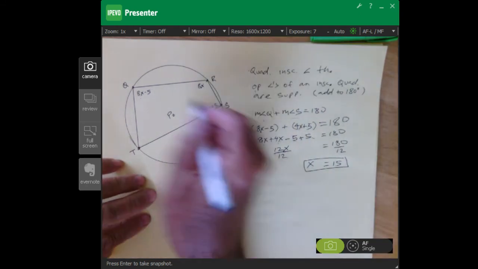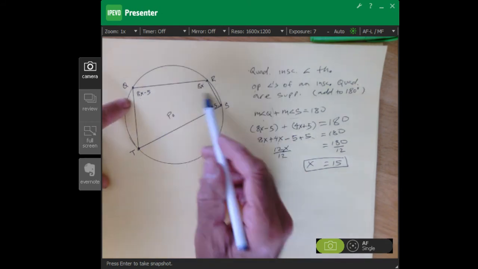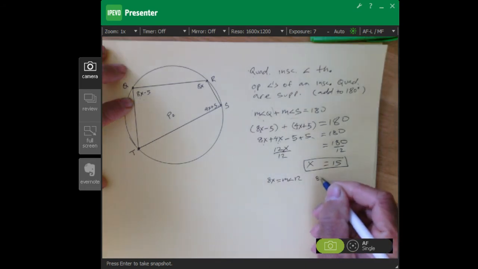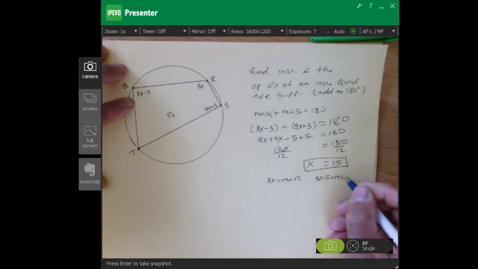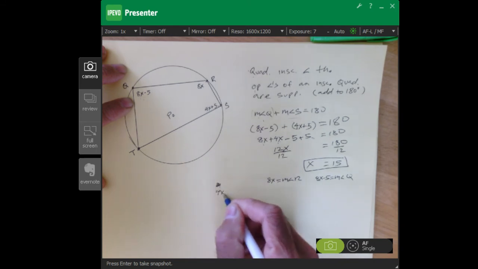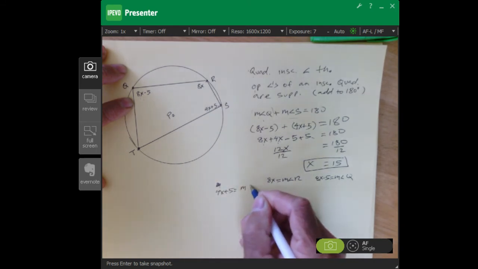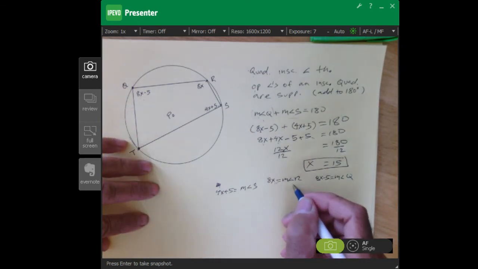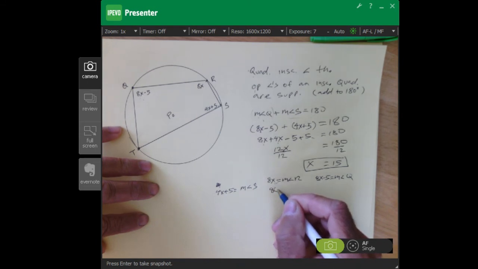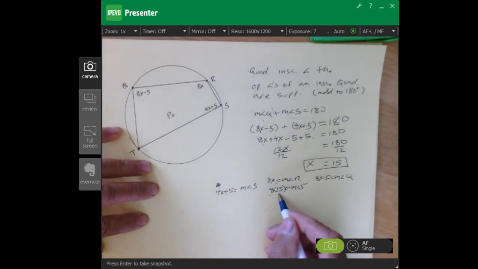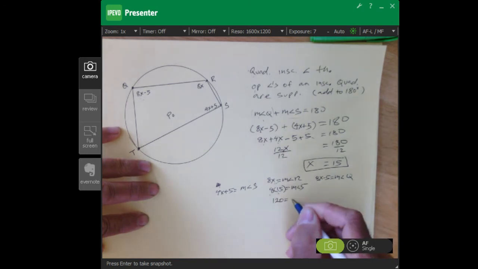So now we take that over here with the values we have. We have 8x equals the measure of angle R. We have 8x minus 5 equals the measure of angle Q. And I'm out of space, so I'll put 4x plus 5 equals the measure of angle S. I'm going to start with this one right here. 8x equals the measure of angle R, so it's 8 times 15, which is 120 degrees.